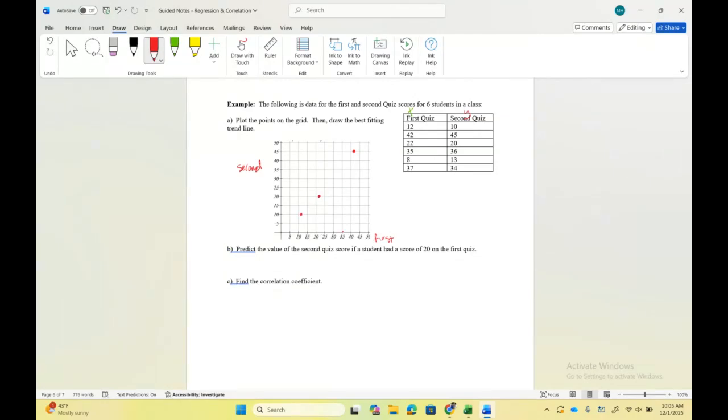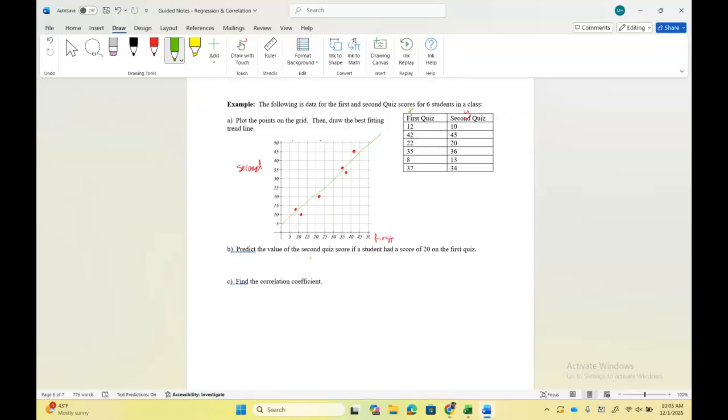35 and 36. 35, 36, right above 35. 8 and 13. So 8 is maybe here, 13 maybe there. And then 37 and 34. So 37, 34. All right, now in my mind, I'm going to think about what a line would possibly look like. Maybe something like that. Okay, so I'm going to say that's my best fitting trend line.